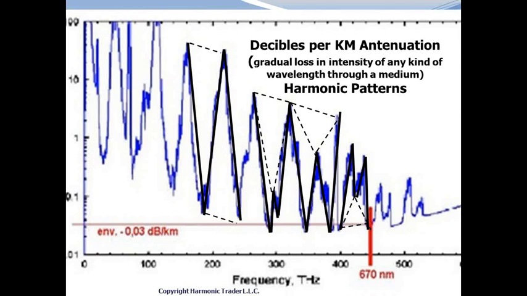This is an interesting chart. It shows decibels per km attenuation. Now, attenuation is a big word for meaning the gradual loss in intensity of any kind of wavelength through a medium. But this too, despite the downtrend and the attenuation, exhibits many harmonic patterns.